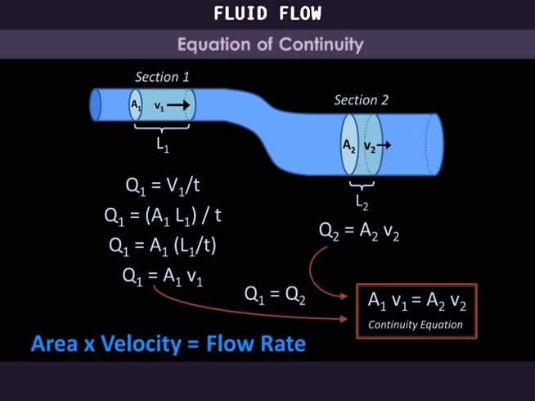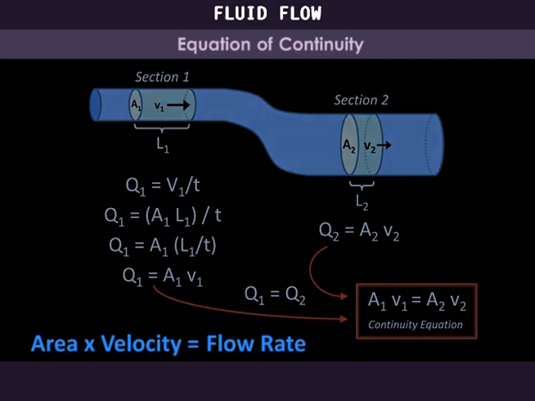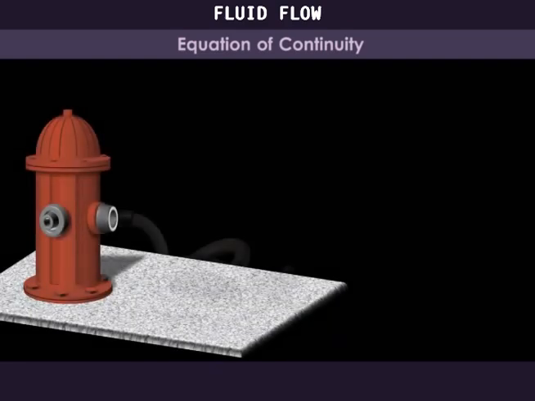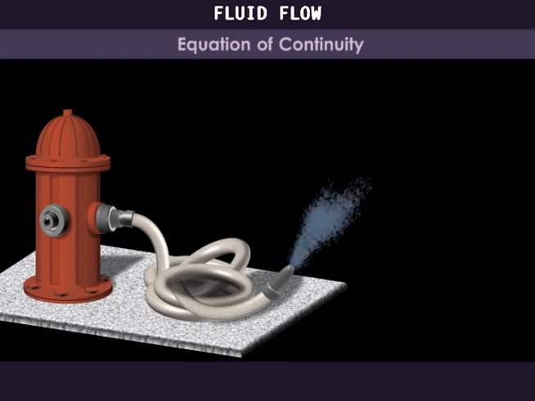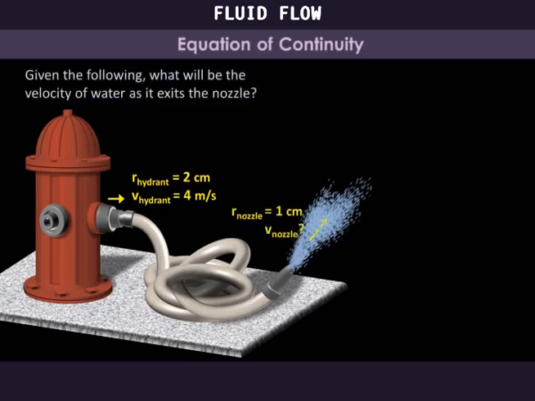Let's take an example. Suppose we have a fire hydrant and we hook a hosepipe with a nozzle. The radius of the opening of the hydrant is 2 centimeters and the water is passing through it at a speed of 4 meters per second. The radius of the nozzle is 1 centimeter. What will be the velocity of the water as it exits the nozzle?